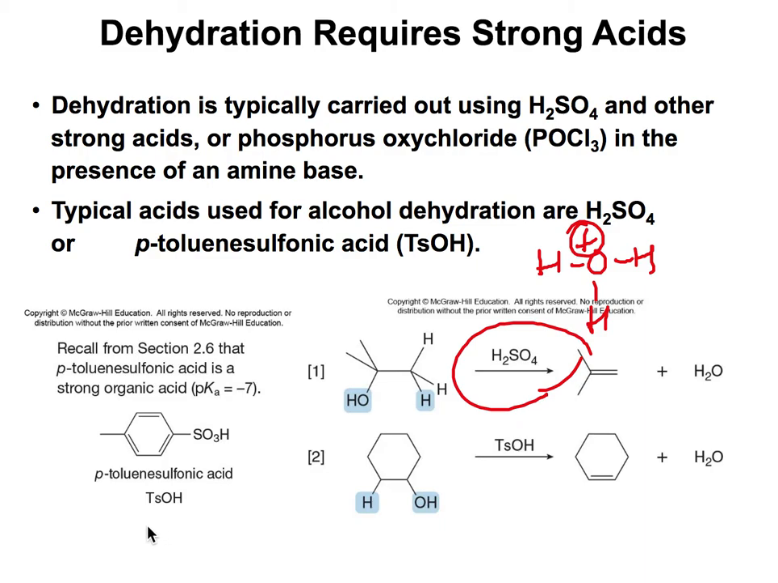I would like you to think: why do you think that paratoluene sulfonic acid is such a good acid? Think about how the conjugate base of paratoluene sulfonic acid would look if that hydrogen is gone. So we have the SO3 and the ring. This will be the conjugate base of paratoluene sulfonic acid. It's very stable, and that's why this compound is very, very acidic.